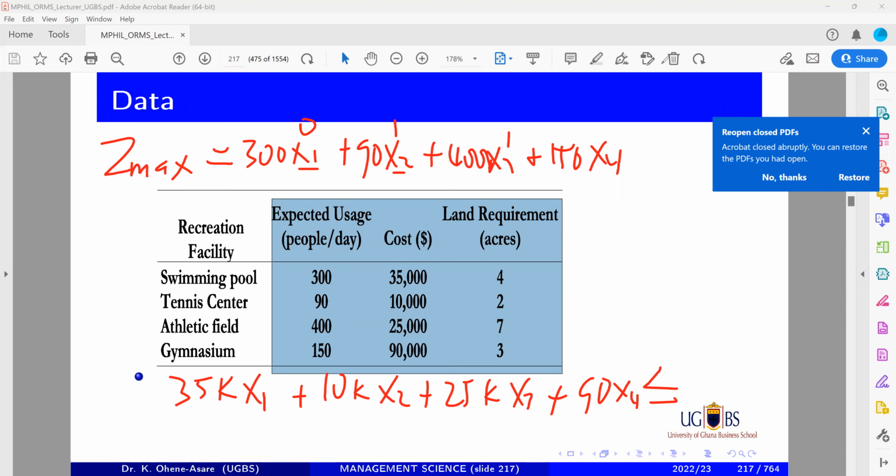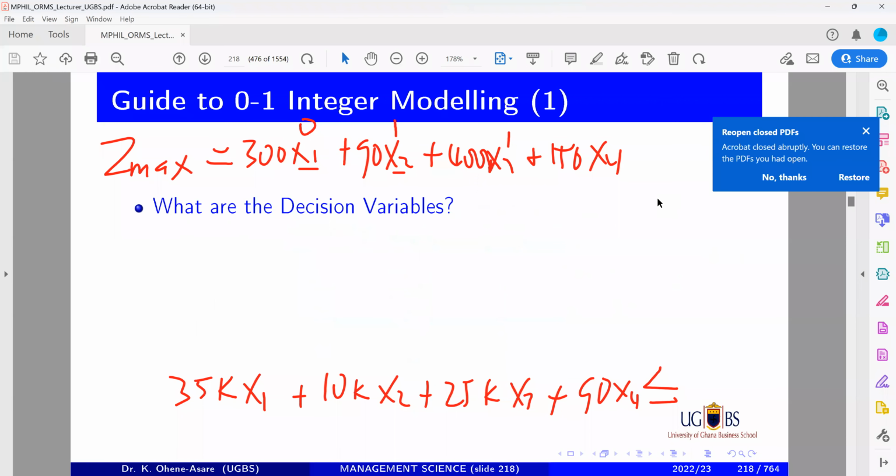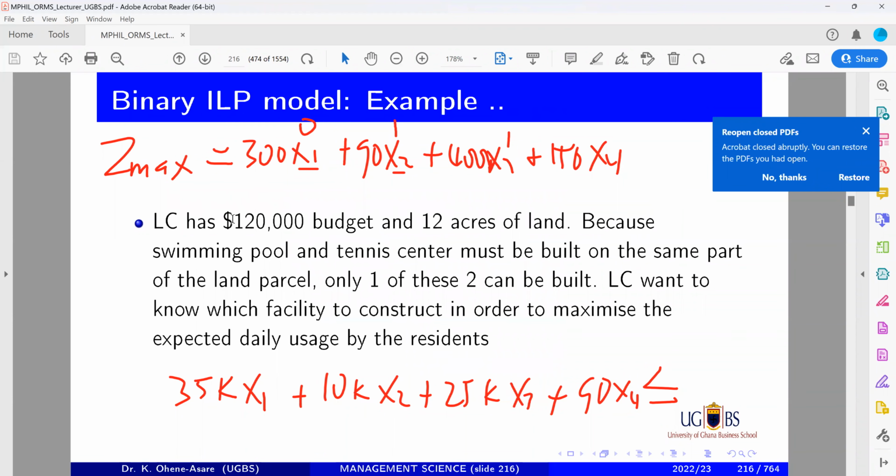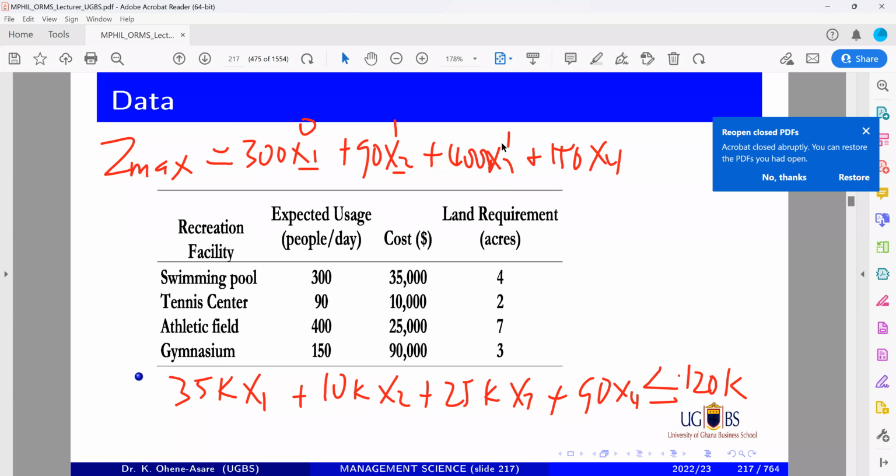How do I know the 120,000? It was in the question. The question says the legal counsel has 120,000 budget available. And you can see that the acres of land is 12. So on the right-hand side, you should have 120,000. That is the budget constraint. What about the acres of land constraint? Remember, the right-hand side of that is 12.